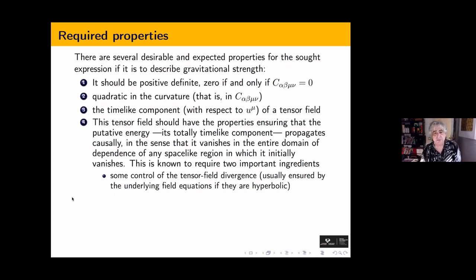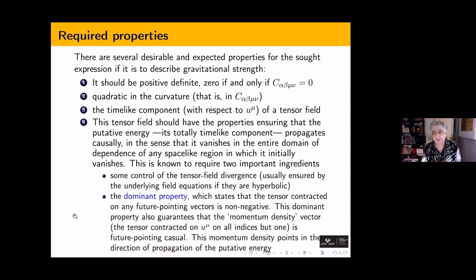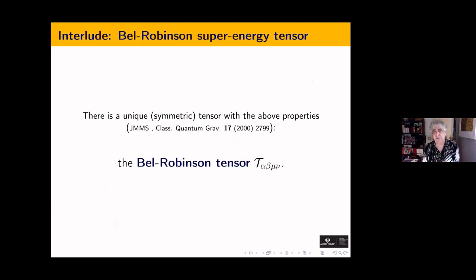And the second ingredient that you need is the dominant property. This is the generalization, if you want, of the dominant energy condition. The tensor has to be non-negative when you contract it with any number of future pointing vectors, I mean, with a number of indices. Now, if this dominant property is satisfied, then also the momentum, which is the tensor contracted with a time-like vector except on one index, points into the direction of the propagation of the would-be energy. Now, is there anything that satisfies all these properties? And there is a unique tensor that satisfies these properties.